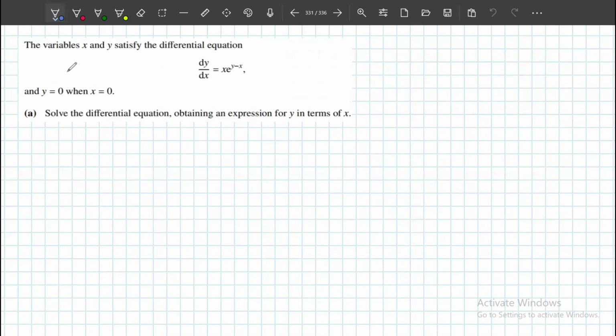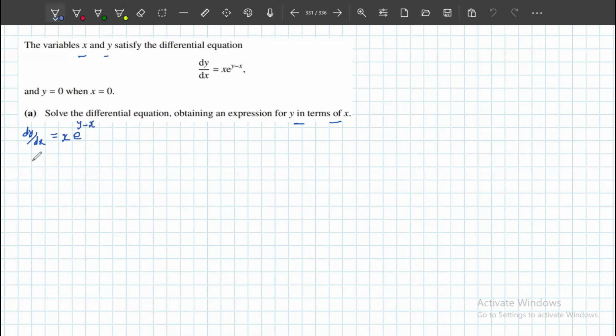I hope that is clear. Next question: the variables x and y satisfy the differential equation dy over dx equals x e power y minus x. So we have two functions, x and exponential. It means once we separate, we can apply integration by parts. Later on, we will check the value of c, and then at the end we will write the expression of y in terms of x. So let's start with dy over dx equals x e power y minus x.